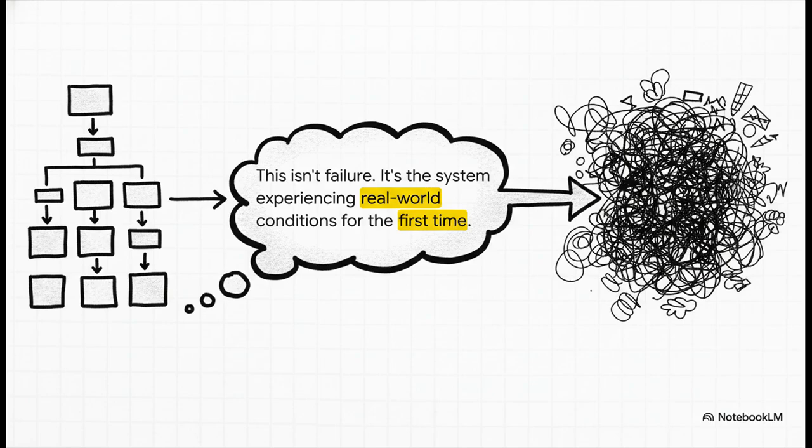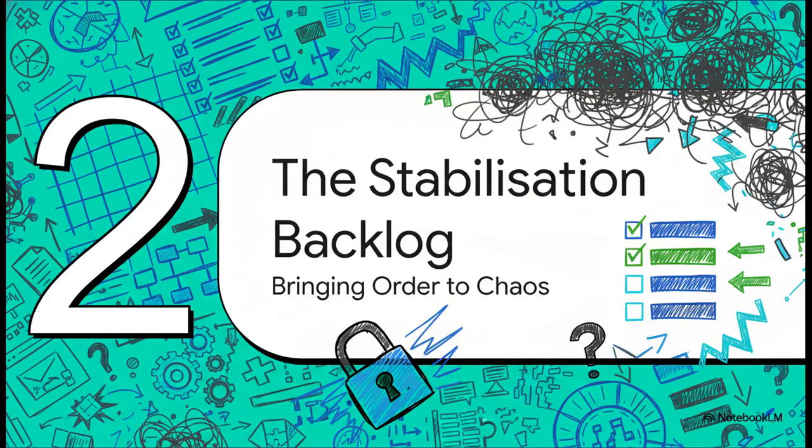But here is the most important thing to remember. This is not a sign of failure. Not at all. It's just the very first time your perfectly planned system is meeting the messy, unpredictable reality of day-to-day work. It's actually a normal, expected part of the process. The real key is how you manage it. And that brings us to the solution.